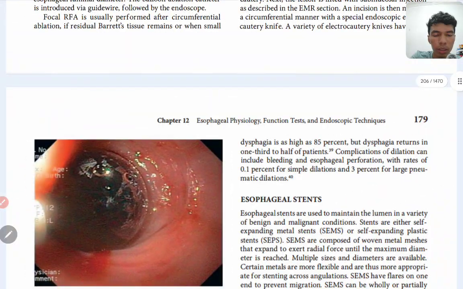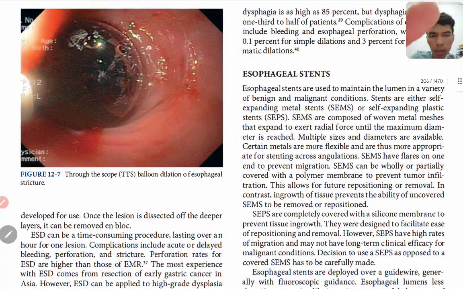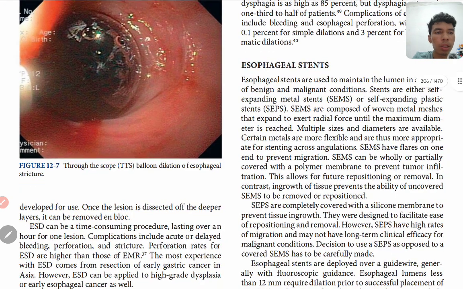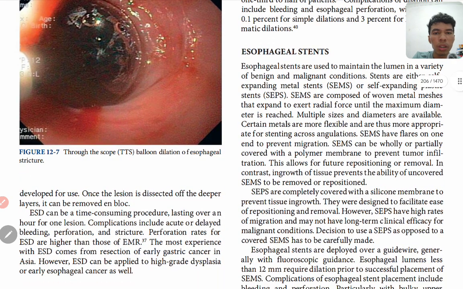Next, esophageal stents. Esophageal stents are used to maintain the lumen in a variety of benign and malignant conditions. Stents are either self-expanding metal stents (SEMS) or self-expanding plastic stents or SEPS. Stents are composed of woven metal mesh that expands to exert radial force until the maximum diameter is reached. Multiple sizes and diameters are available.